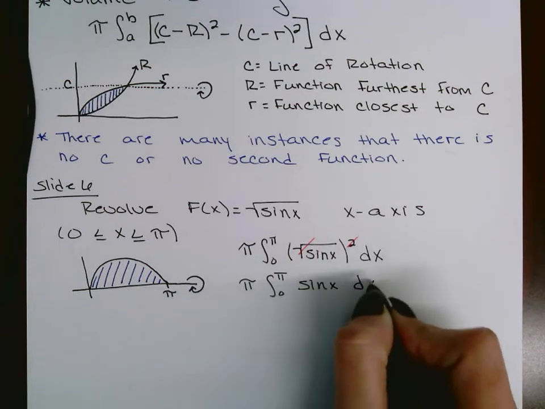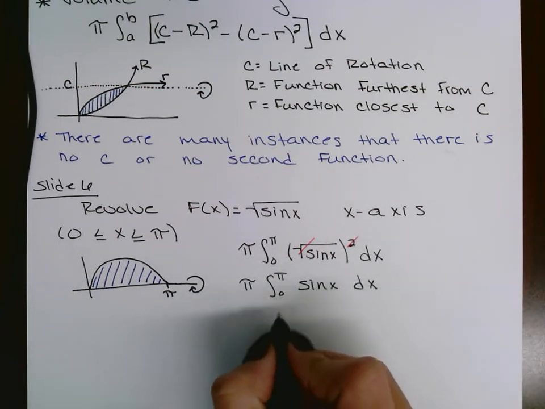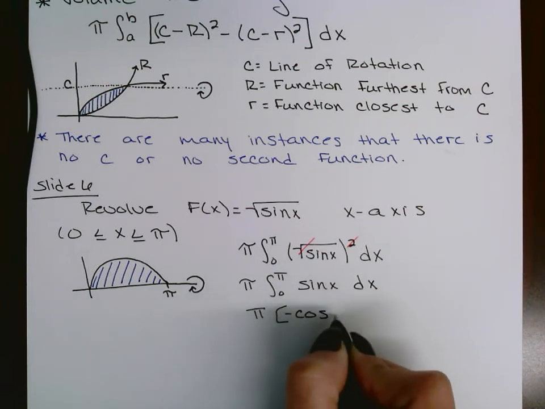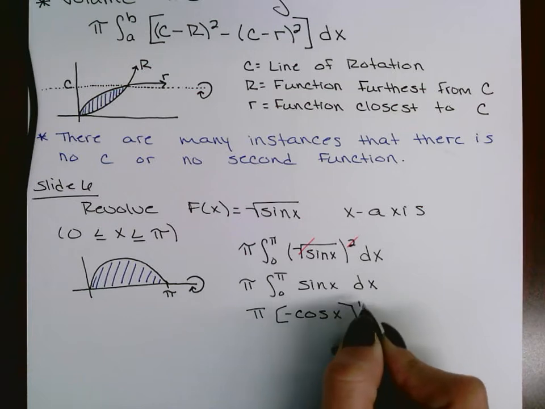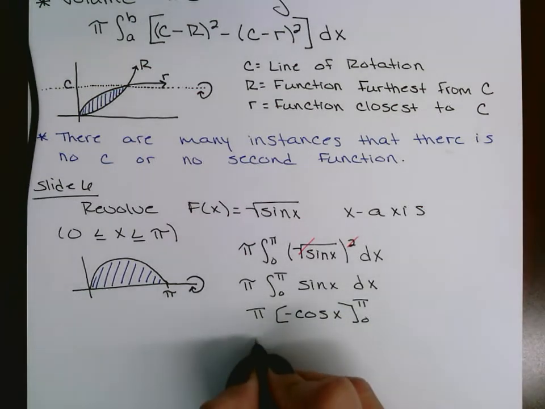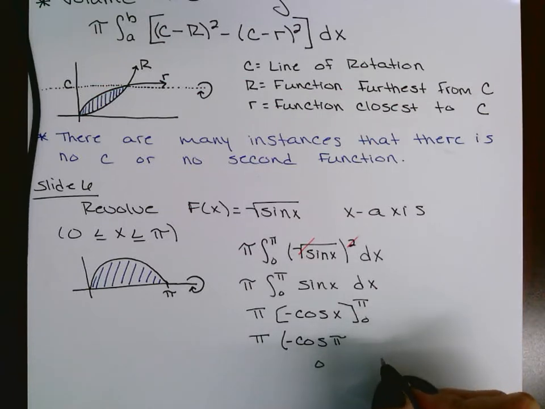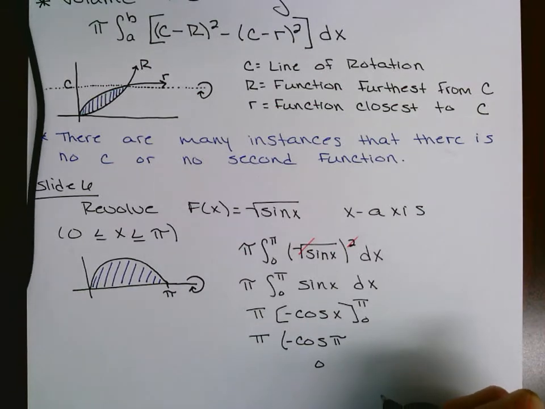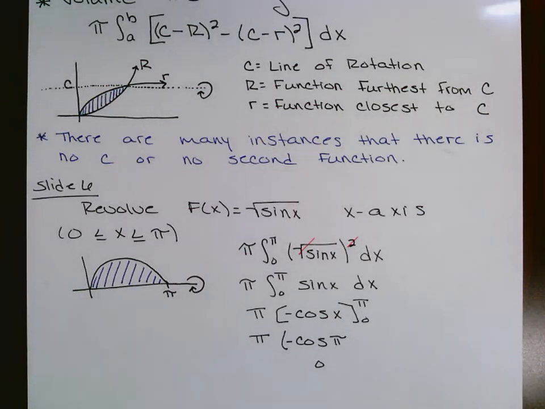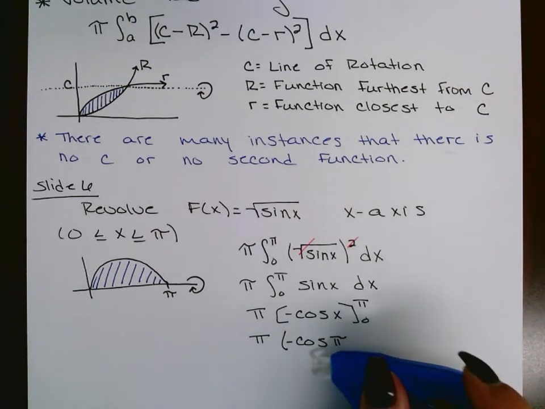What's the antiderivative of sine of x? Beautiful. So now I just have pi, and then I have negative cosine of x from 0 to pi, which gives me pi times negative, what is, 0. Right, cosine of pi, and then that would give me -1. Hold on, cosine of pi is not 0, that's sine of pi, sorry. Oh, sorry, I was thinking of sine of pi, my bad. That's okay.